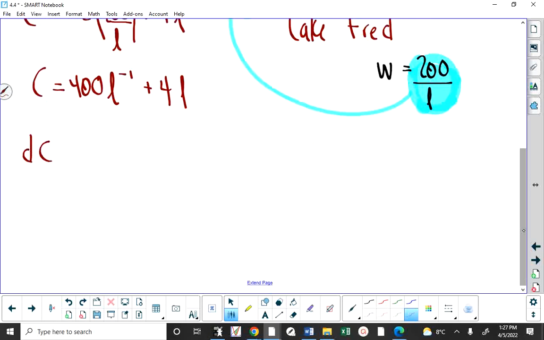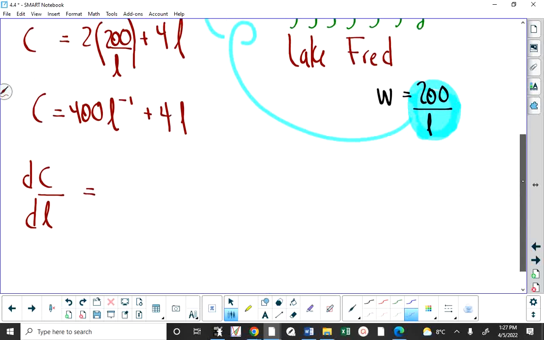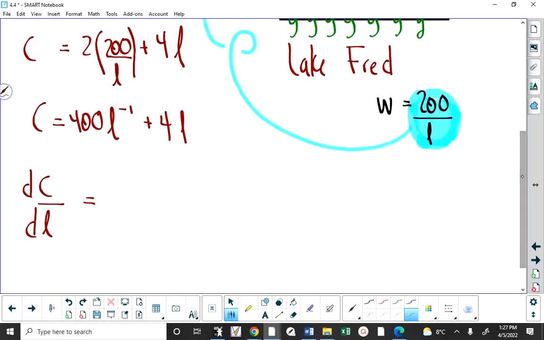So d cost, dL, and again, I'm using cost, but it's not really the cost. I did say that I would show you how you could actually include the cost in it, and I will do so in a bit for those that are interested. Okay. This will be negative 400 L to the negative 2 plus 4.